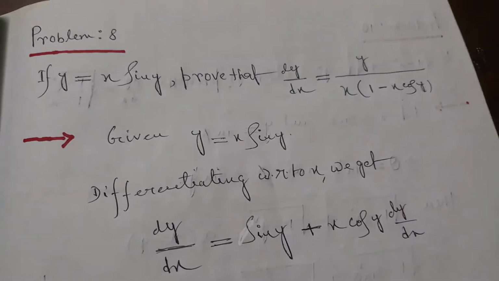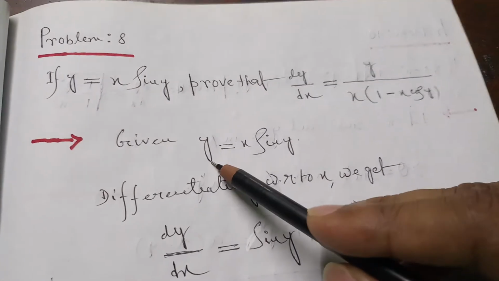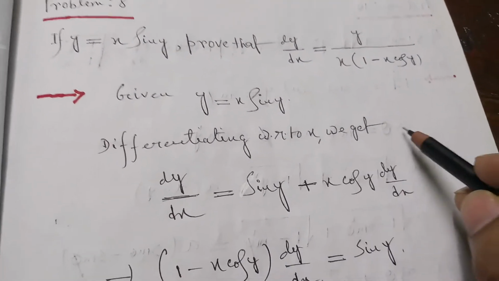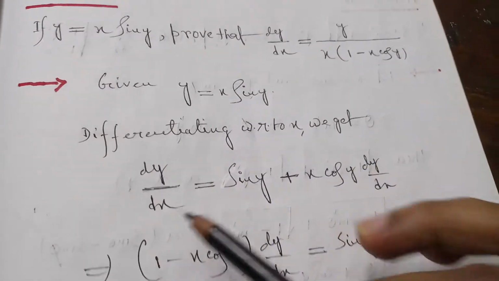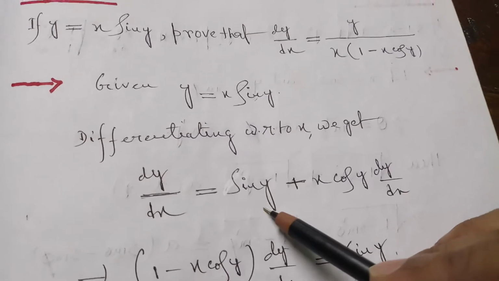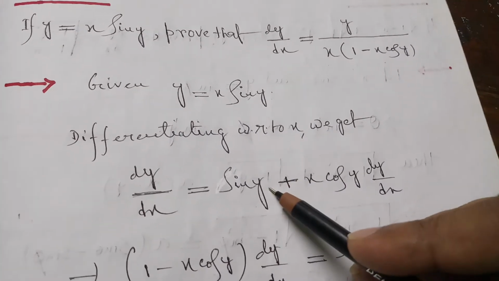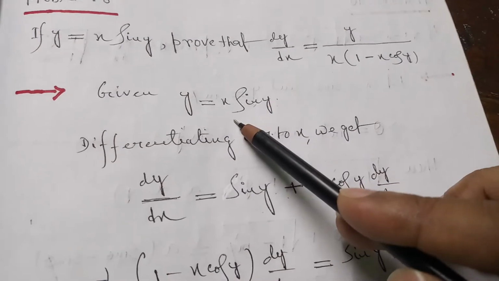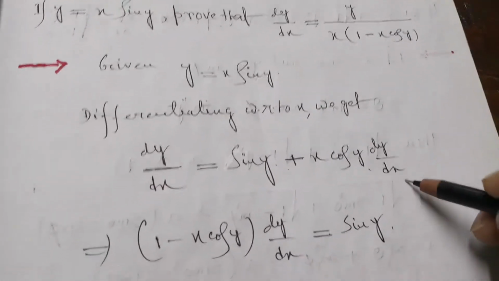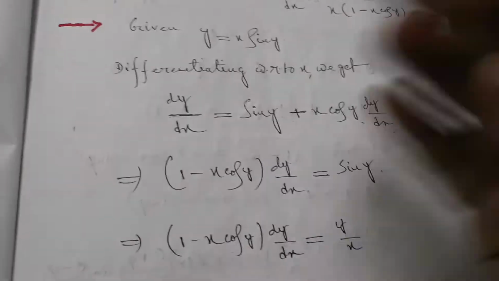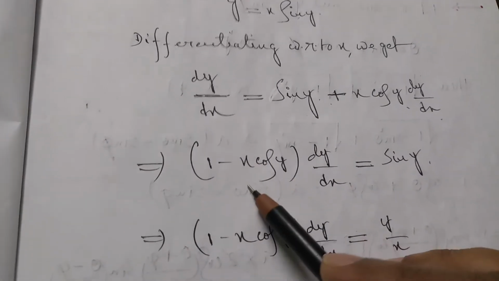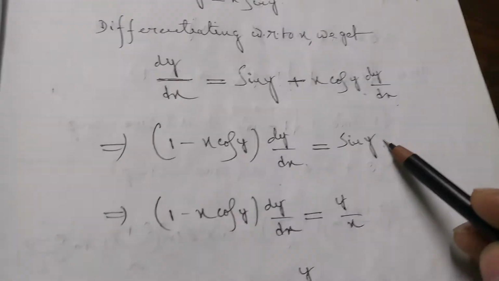How to solve it? Given y equals x sin y, now differentiating with respect to x, we get dy/dx equal to, by the uv rule, sin y constant, derivative of x with respect to x is 1, plus x is constant, derivative of sin y is cos y, into the derivative of y which is dy/dx. So this one is on the right hand side, and taking dy/dx common, that should be (1 minus x cos y) dy/dx, that should be sin y.